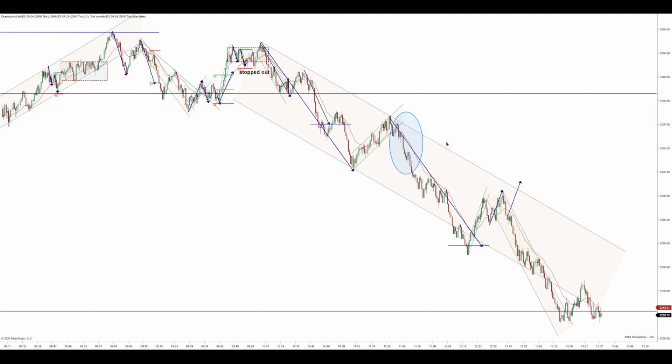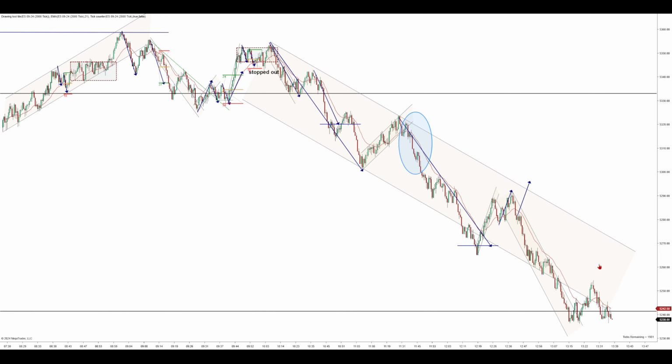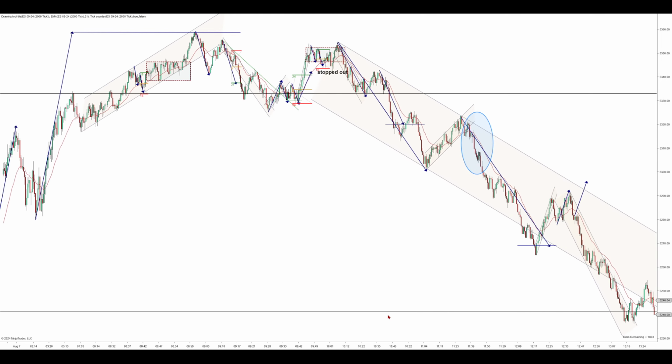Even though we're in this downtrend right here, we can get a reversal pattern, and we can take a long as long as you have room. You don't want to enter directly into the trend line here, but as long as you have room, you can look to enter a long. And so that's going to do it for the ES. I'm going to hop over to the NQ now.